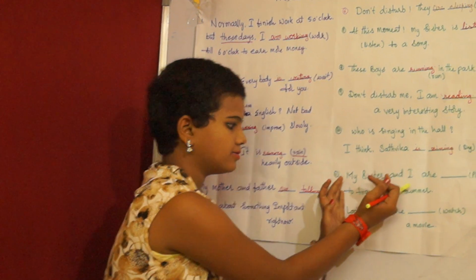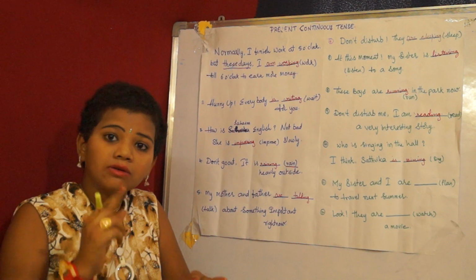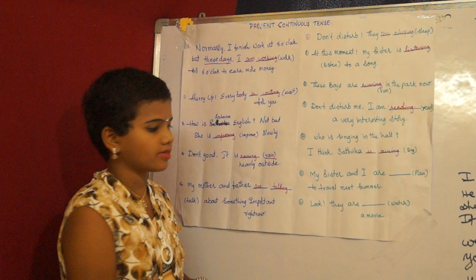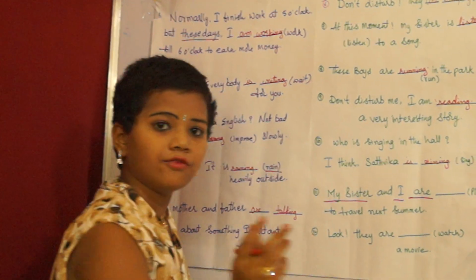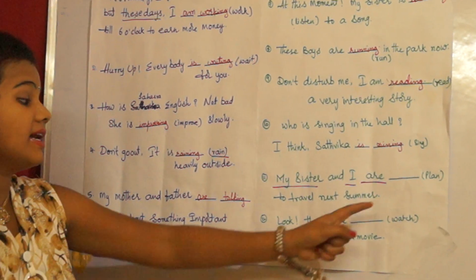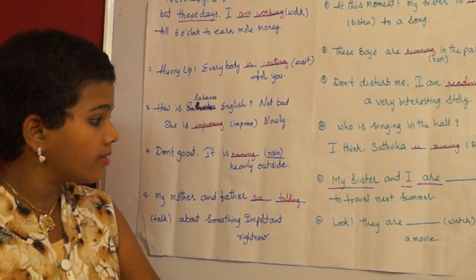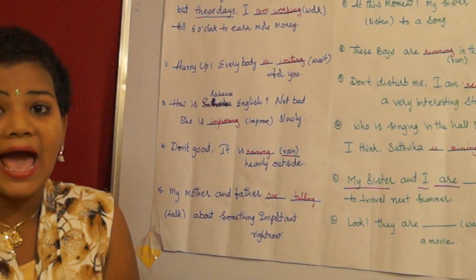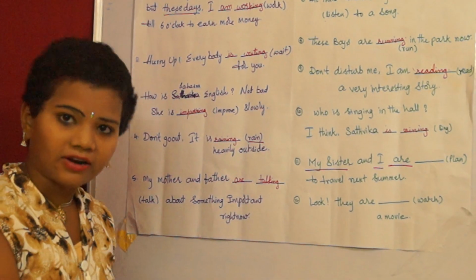So here's this also. My sister and I means both of them. So we use are, isn't it? Yes. They use or they also use are. Okay? My sister and I, this both. So we use are. So my sister and I are dash to travel next summer. If are comes, if plan comes, plan ki V for intended planning. So ing form raval kabatti, so ikkada planning is the correct. Okay.